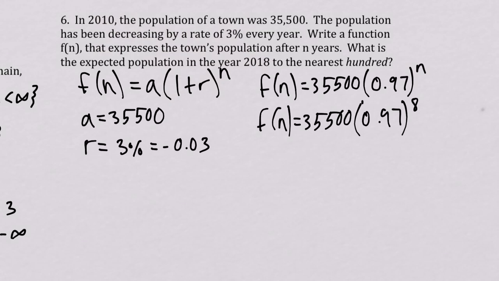So my calculator says 27,822, but it says round to the nearest 100, right? So it's going to be 27,800. 27,800 people left in this town after 8 years.